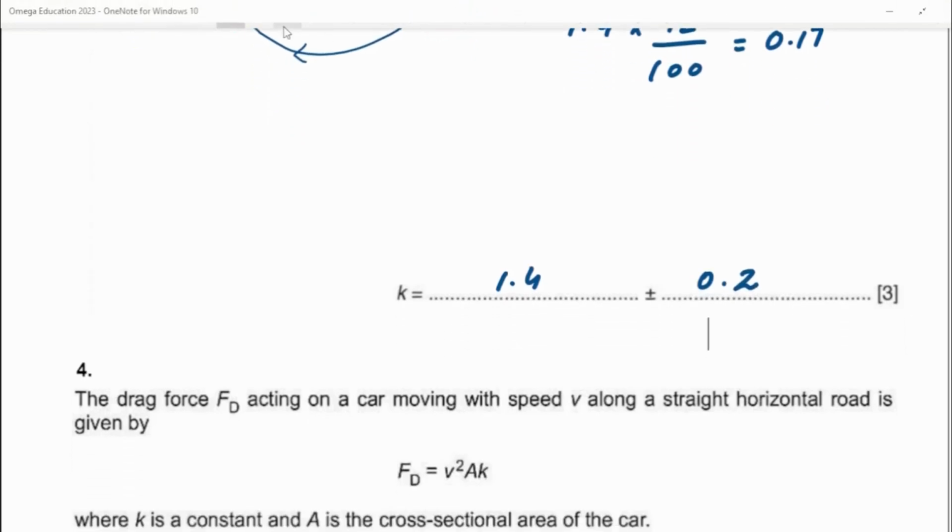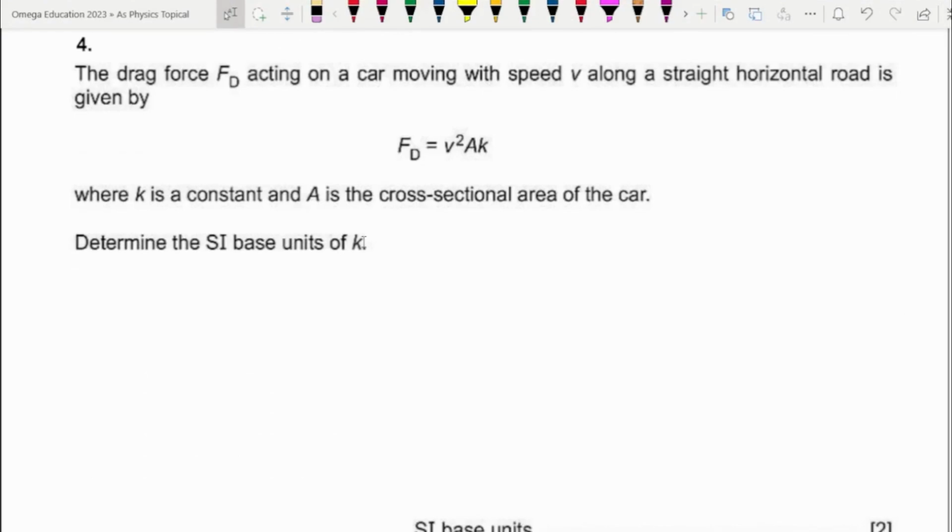Let's take a look at the next one. Determine the SI base units of K. What are the quantities? F is a force, V is the speed, A is a cross-sectional area given in the question. You can just read it out by yourself. So the units of K, I'm going to make K the subject, divided by V square over area.